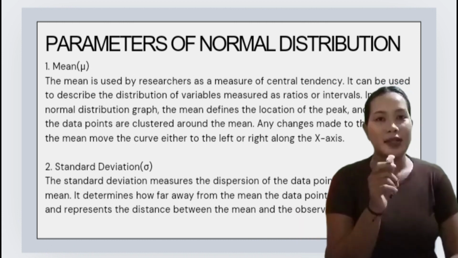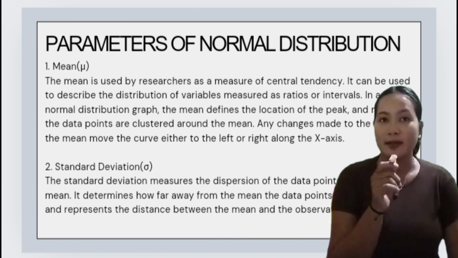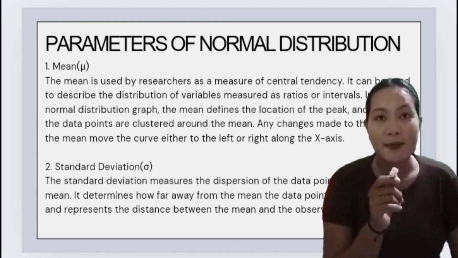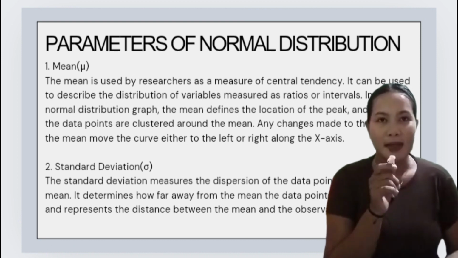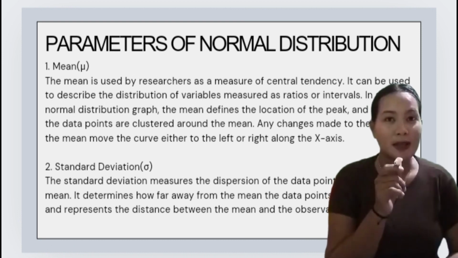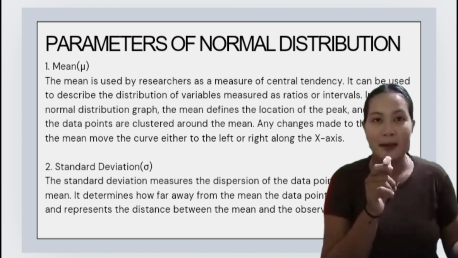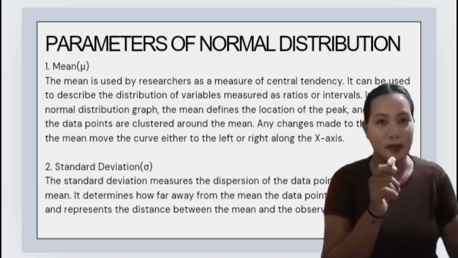Standard deviation. The standard deviation measures the dispersion of the data points relative to the mean. It determines how far away from the mean the data points are positioned and represents the distance between the mean and the observation.